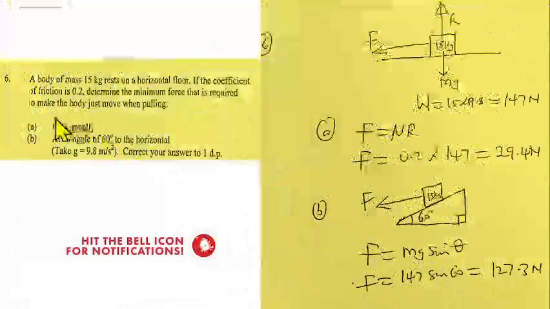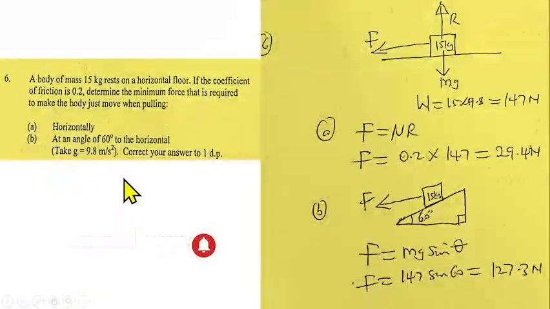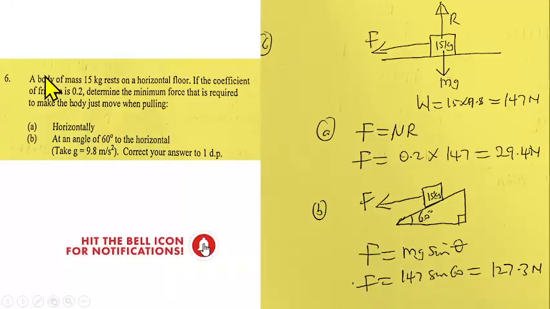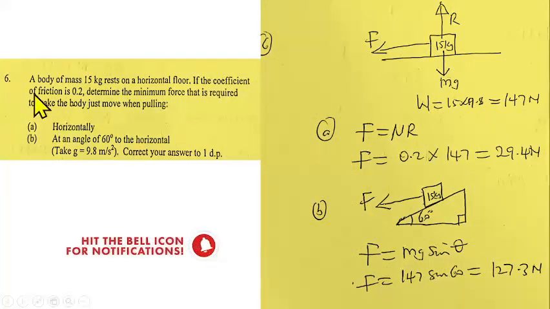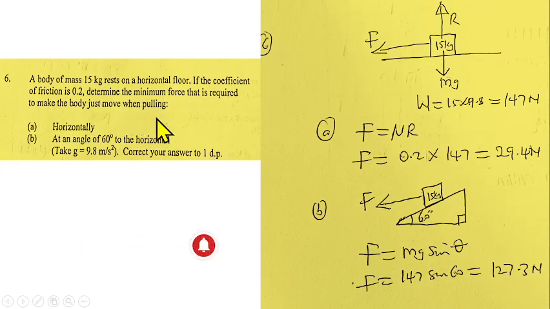Next question is on friction, and that's what we are seeing right now on the screen. A body of mass 15 kg rests on a horizontal floor. If the coefficient of friction is 0.2, we have to determine the minimum force that is required to make the body just move when pulling: A, horizontally; B, at an angle of 60 degrees to the horizontal. We have to take our answer correct to 1 decimal place.